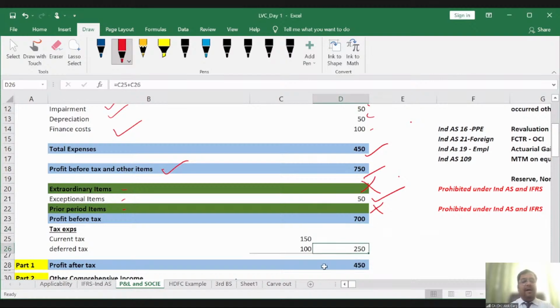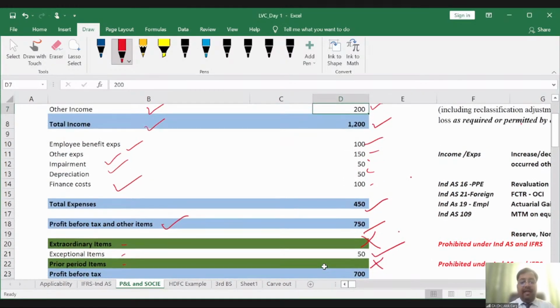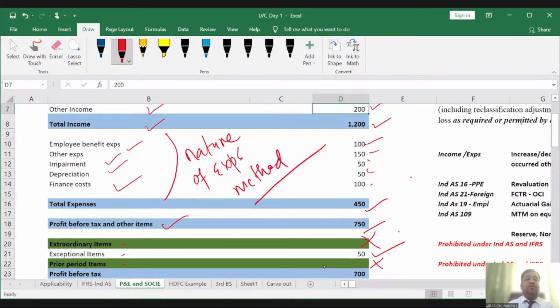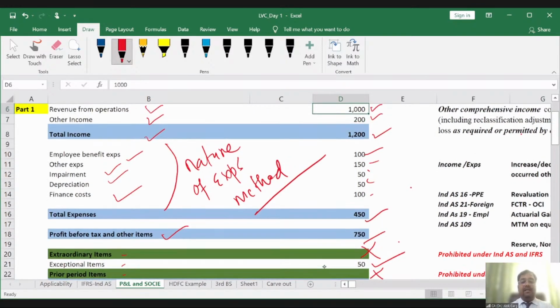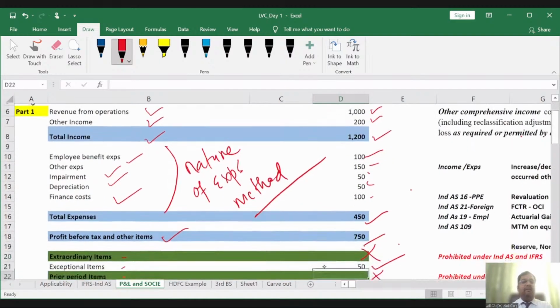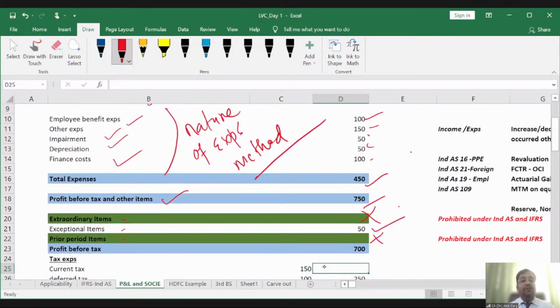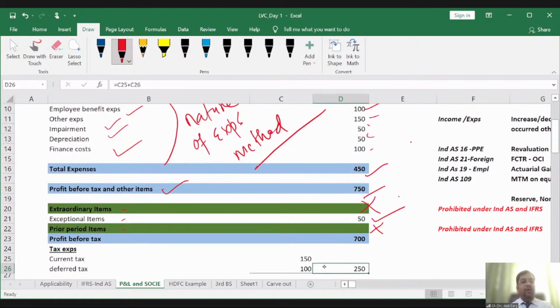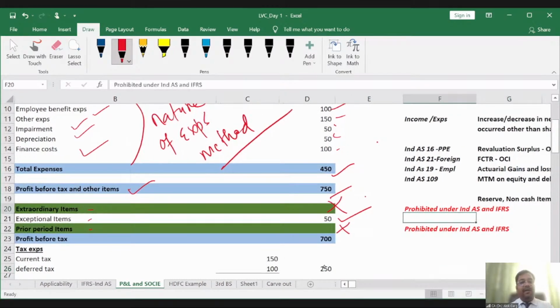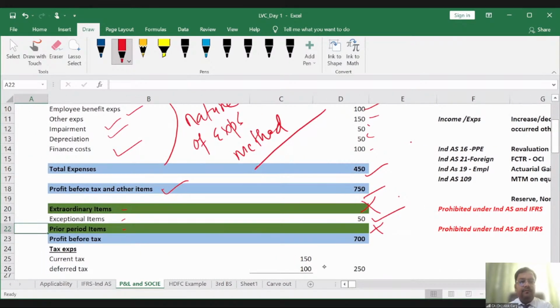So friends, the first part is pretty clear. And we are also aware of the removal of the option we have discussed. So we have to show the expenses on the basis of the nature of expense method in the P&L. Is it clear? In IFRS, nature and function both are allowed. So part 1 is clear to everyone. Part 1 is just the same kind of P&L format which we are already aware of in our old IGAP. Only thing is, extraordinary item is prohibited under Ind AS and IFRS, and prior period item is prohibited under Ind AS and IFRS. Right? Clear?